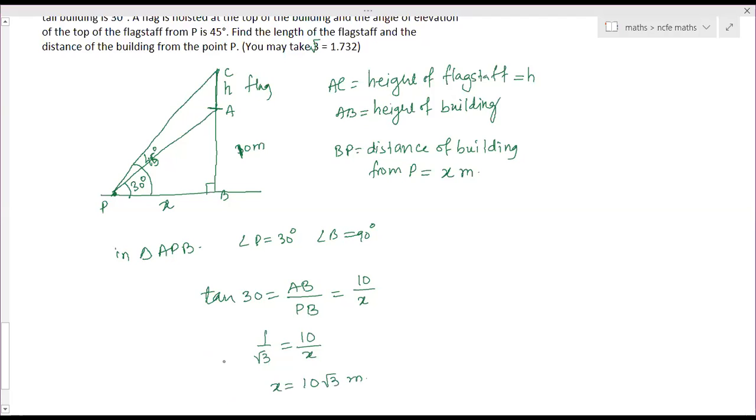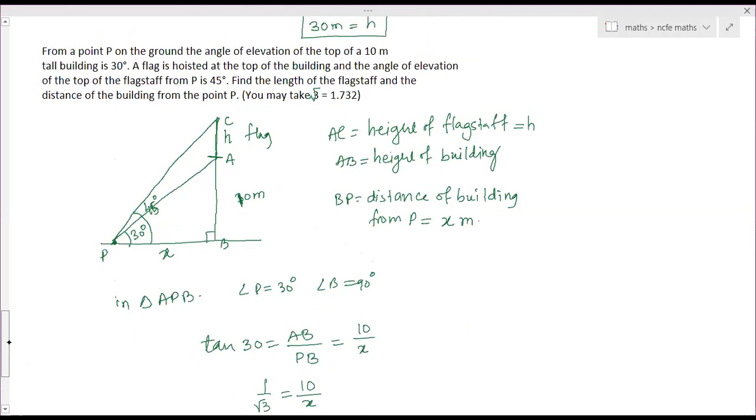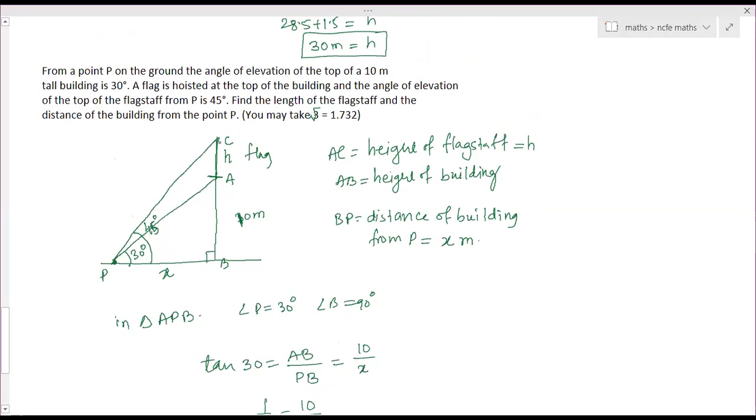But in the question, they have given the value of root 3 as 1.732. So we have to consider the 1.732. 10 into 1.732. So answer is 17.32 meter is the distance of the building from the point of observation. And now we have to calculate the height of the flag also. For that we need a right triangle. So CAP will not form any right triangle. So we have to consider the whole triangle CBP.